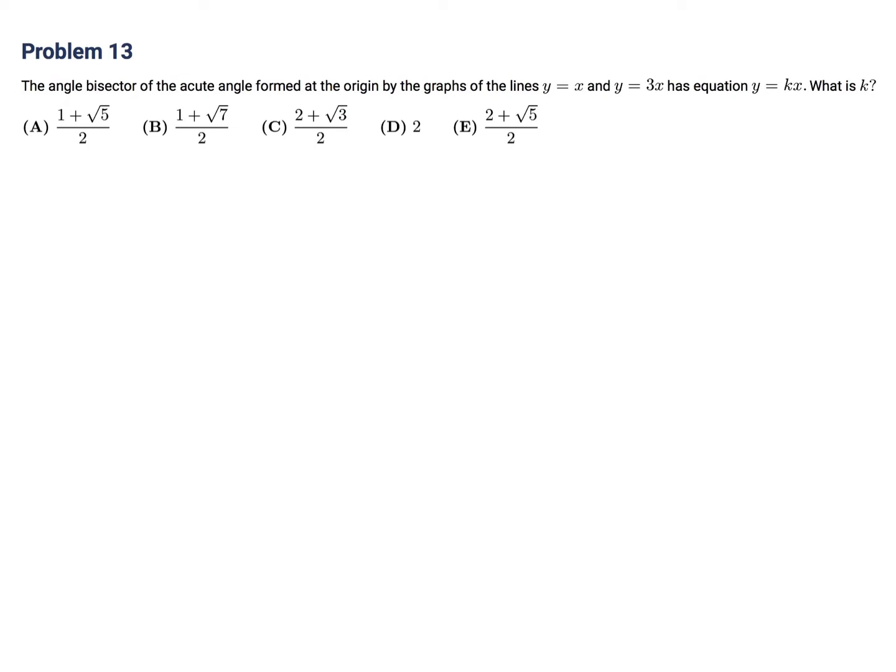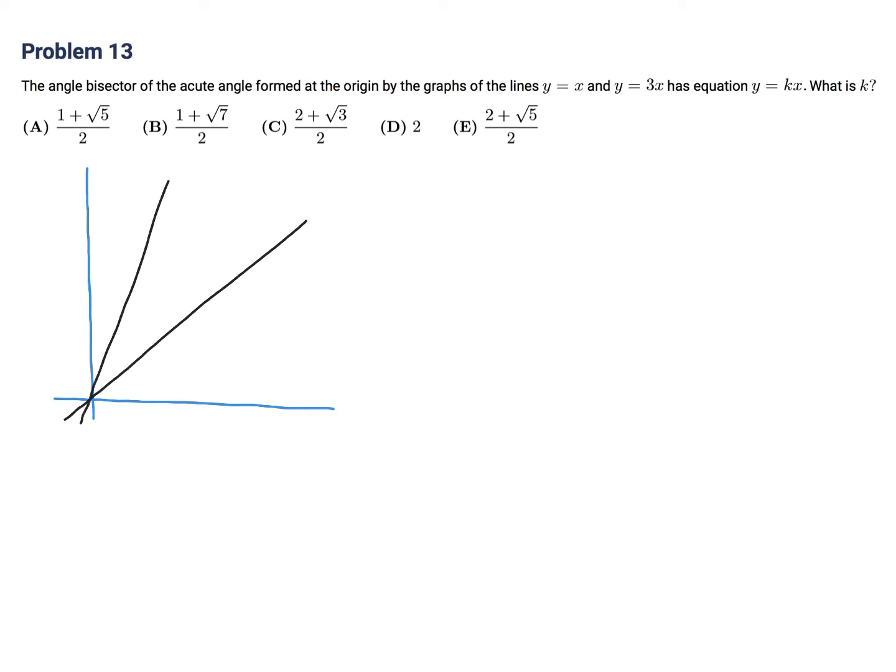Problem number 13. The angle bisector of the acute angle formed at the origin by the graphs of the lines y equals x and y equals 3x has the equation y equals kx. What is k? So let's first draw a diagram to illustrate what they're asking. They want you to first draw the lines y equals x and y equals 3x. So y equals x is going to be pretty much like that. y equals 3x, well, something like that.